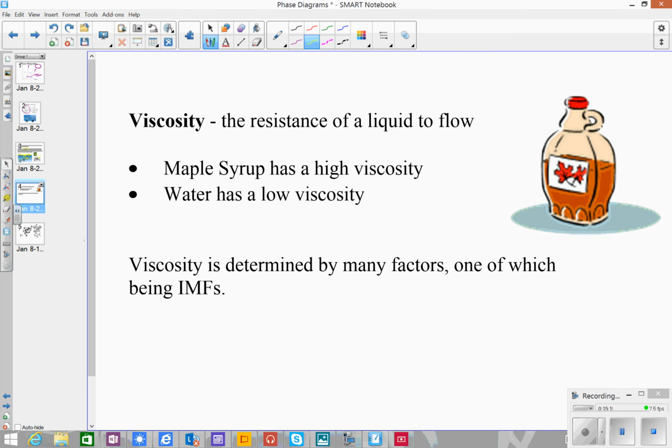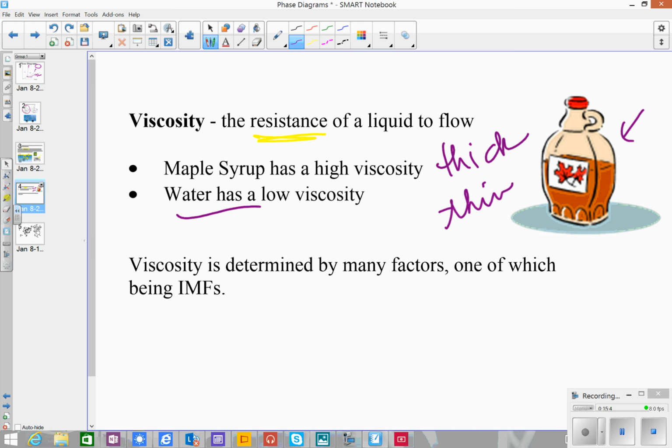And then we have viscosity. Viscosity is the resistance of a liquid to flow. So I have a picture here of maple syrup. Maple syrup has a high viscosity, although maple syrup's not a pure substance, but still you can use that term. So you can think of liquids that are thick as having high viscosity, and liquids that are thin have lower viscosities.